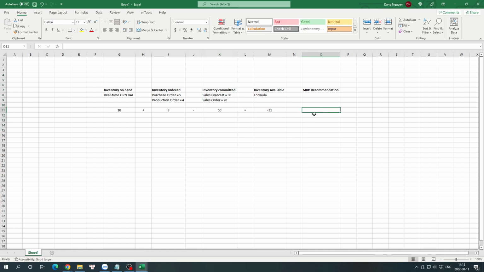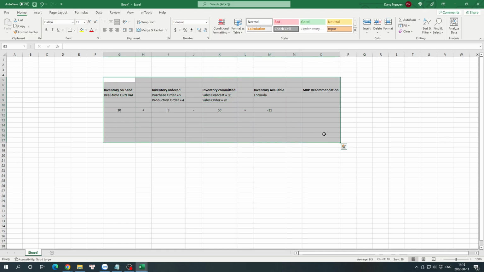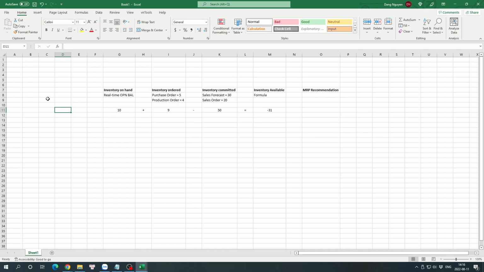A recommendation here might be, produce more or buy more so that you get 31 on the way, and this would go down to 0. Or if you want a buffer inventory level, it might be a bigger number so that you have a minimum inventory value of 19, for example. All this calculation should be related to our warehouse, WH stock.